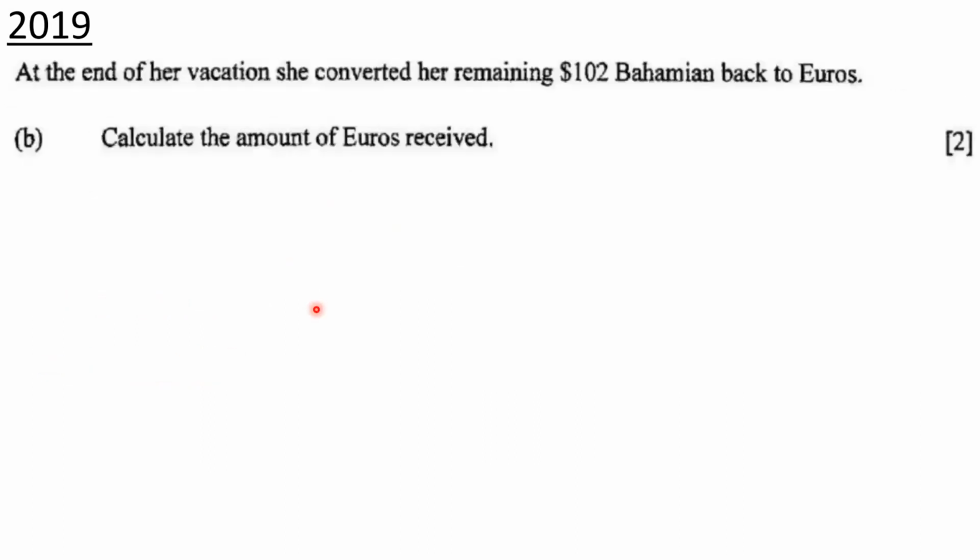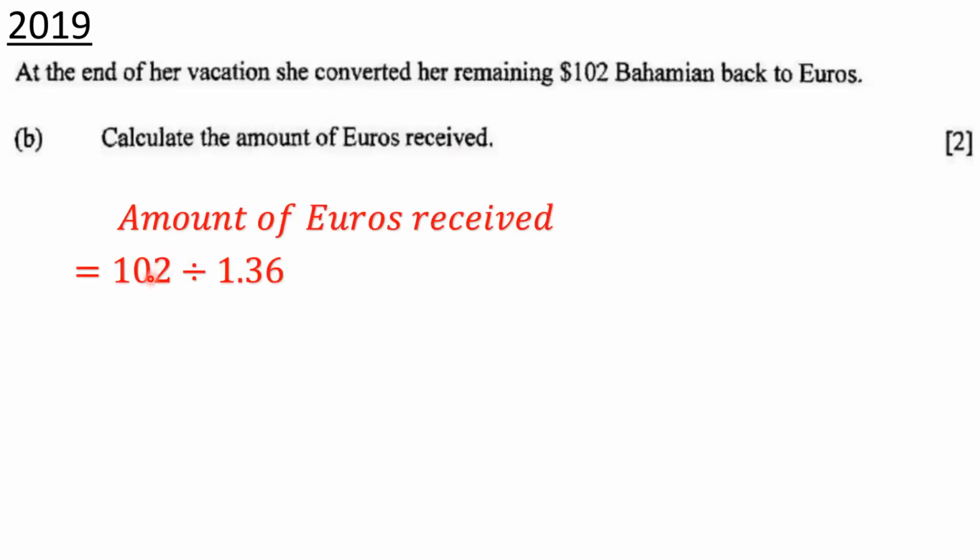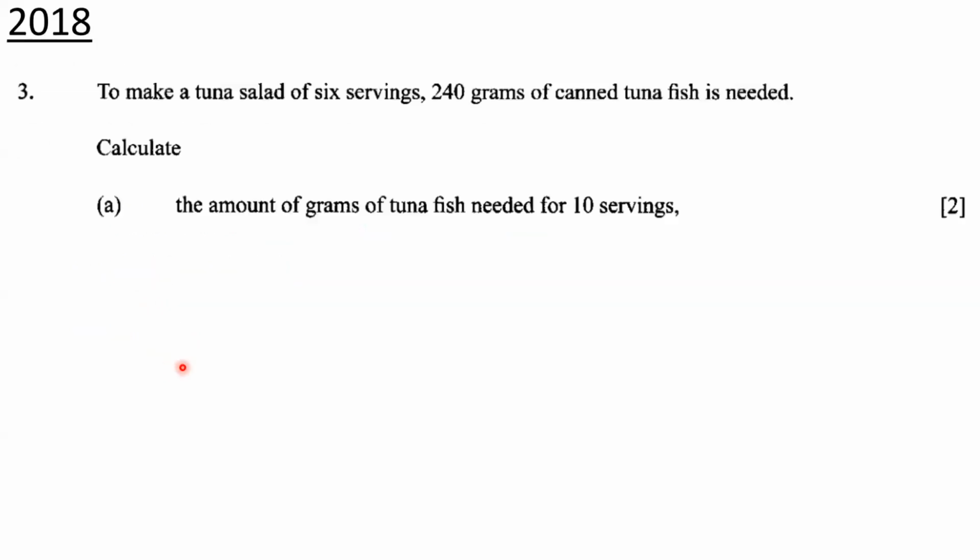All right. So at the end of her vacation, she converted her remaining 102 Bahamian dollars back to euro. Calculate the amount of euros she received. So we're going to be trying to convert now from Bahamian dollars to euro. Remember that €1 is equal to $1.36 of Bahamian money. So the amount of euros she received is going to be $102 divided by $1.36. And we divide that, we get 75 euros. So she has 75 euros that she's gonna take back home with her. Okay, let's move on to the next question.